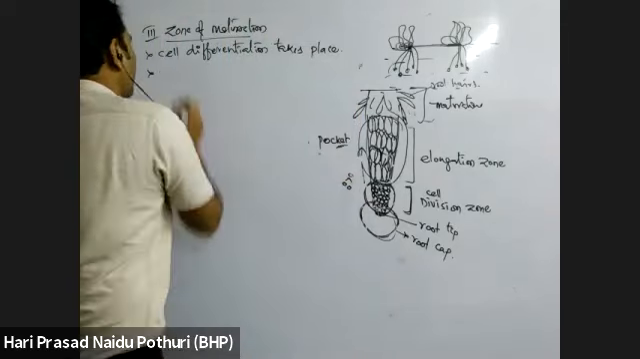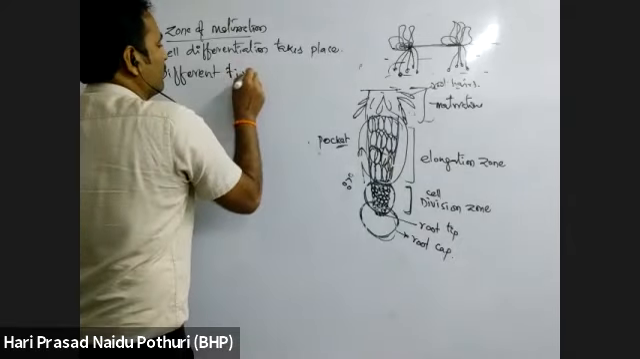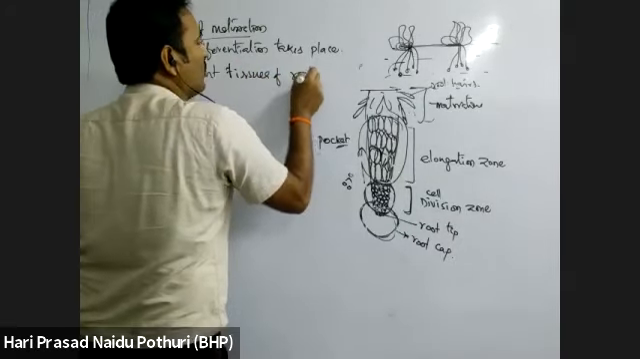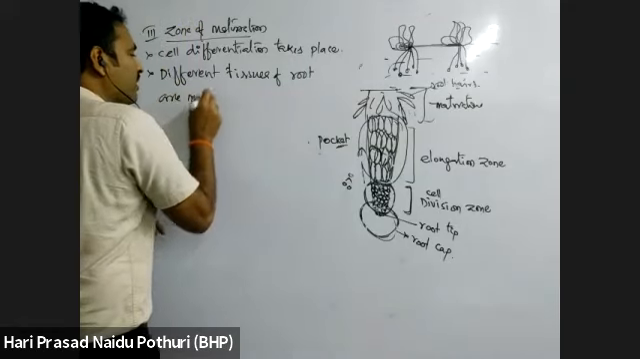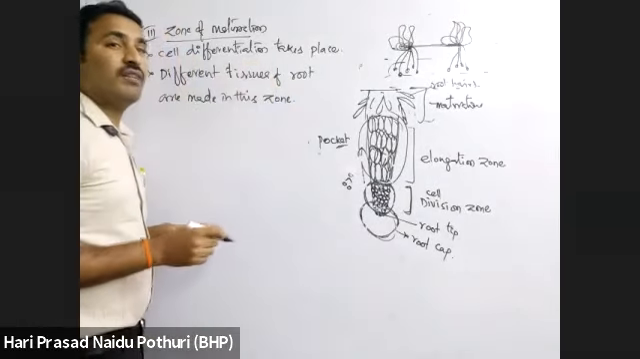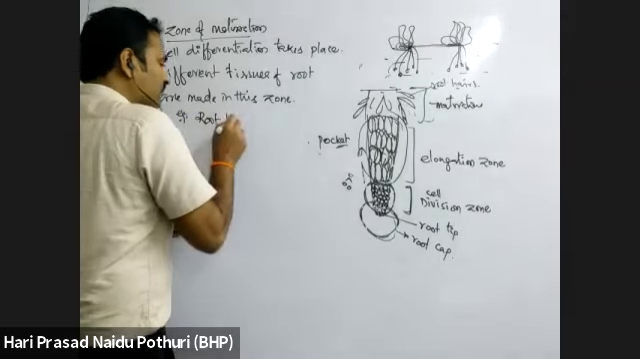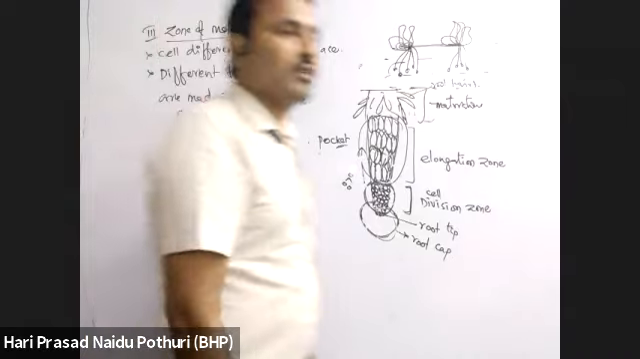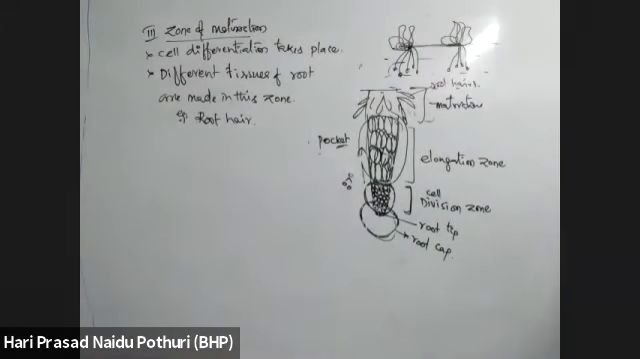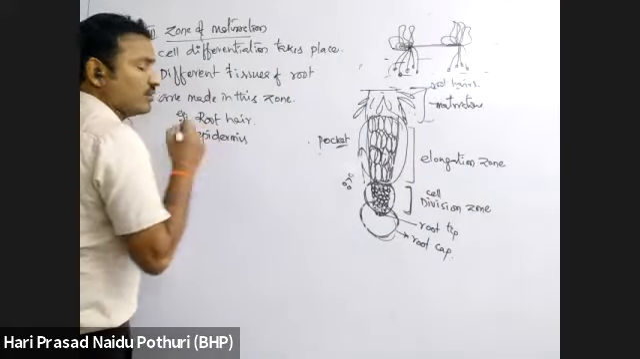Differentiation is a process where different tissues of roots are made in this zone. Different tissues of the root, like root hair. Root hair is an external growth which develops from the epidermis of the roots. So root hair is developed. Epidermis is a tissue which is present in roots.